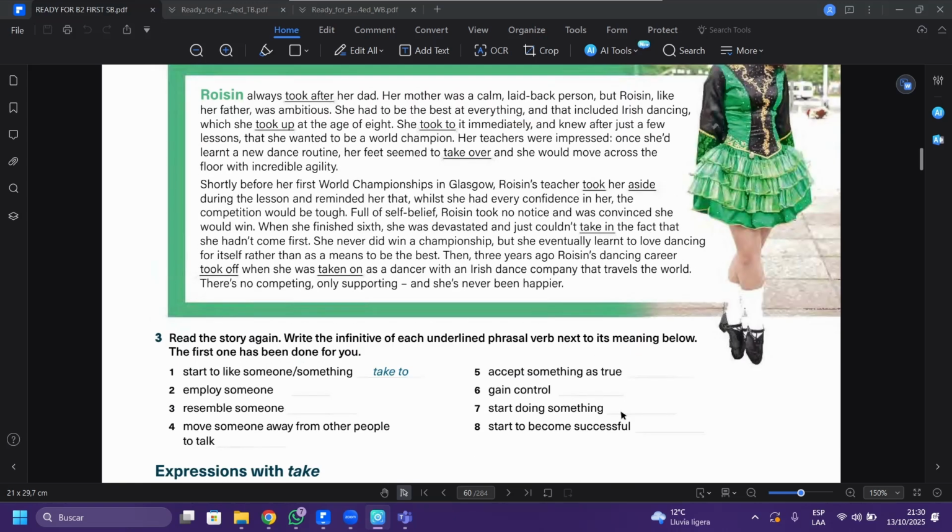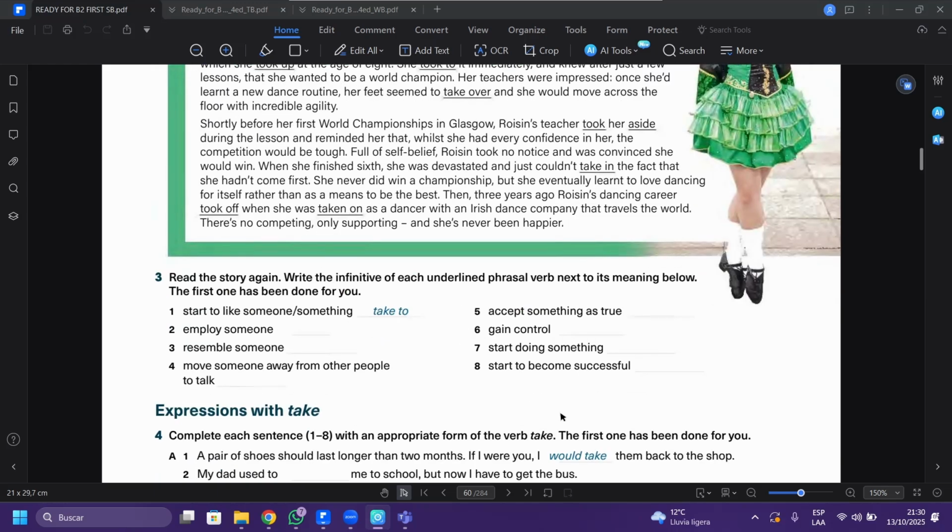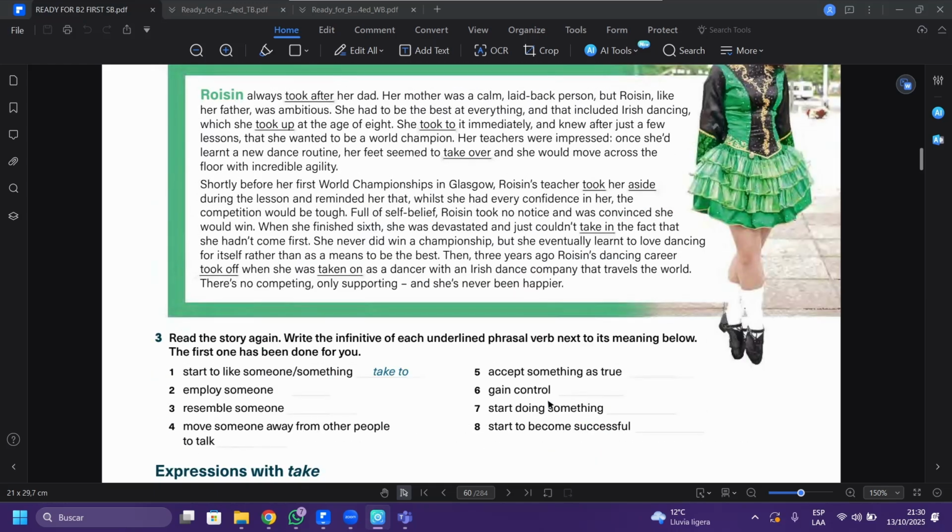Number 7, as I told you, is to start doing something. Take up. And to start to become successful. Take on? No. Remember that take on means to employ someone. Take off. Yes, take off. It's the meaning, right? So don't forget.